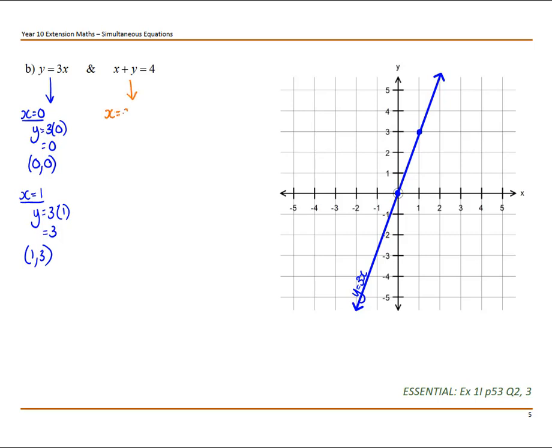So x equals 0, we've got y equals 4, because 0 plus y. So we've got 0, 4, and then y equals 0. So now we're going to have x equals 4. So that's the point 4, 0. So go to your graph, we've got 0, 4, and 4, 0. Don't forget to label your line. And you can see the solution.